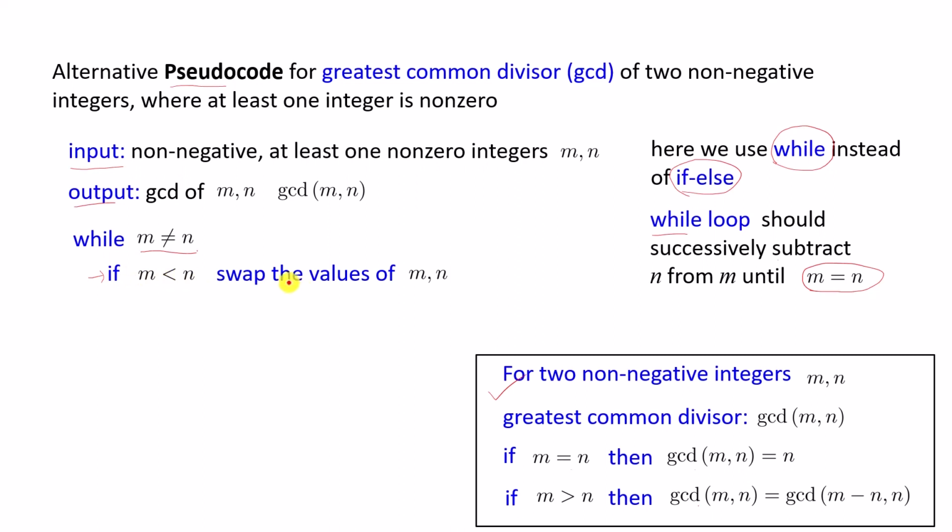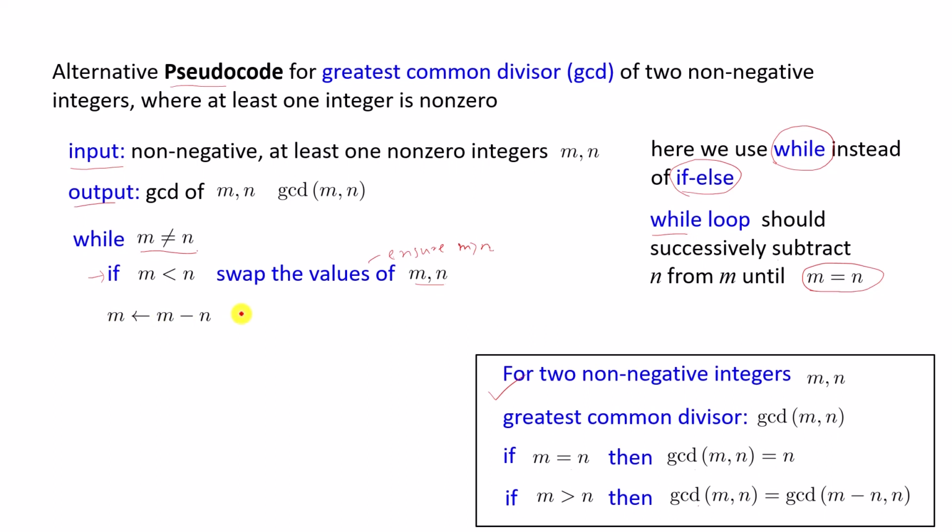If m is less than n, then it swaps the values of m and n. So basically this step ensures that m is always greater than n. This is important, otherwise m minus n will be negative. Now we are not writing r equals m minus n, we are making it even more intelligent. We are directly putting this m minus n value in m. So we are just reducing one variable.